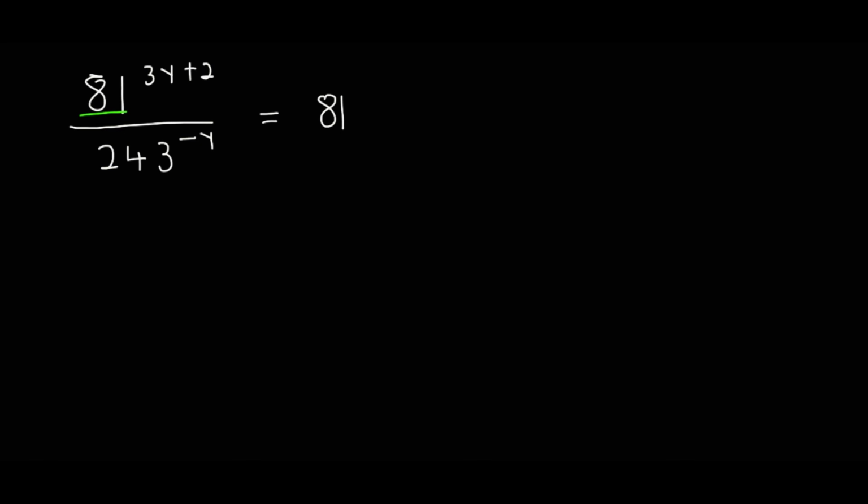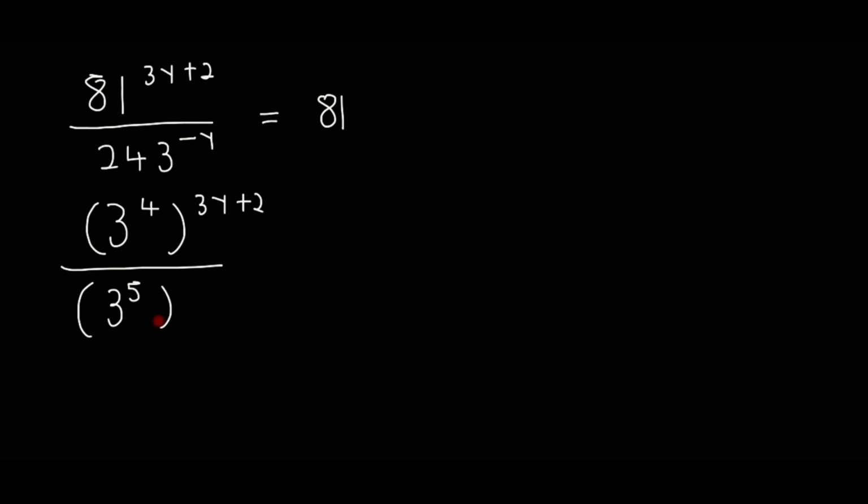So the first thing, when we try to change them, if we change 81 into its prime base we get 3 to the power 4. So we have 3 to the power 4, and then here we have 3y plus 2, and then if we change 243 into its prime base we get 3 to the power 5. Remember that you can use a calculator the way I was explaining, and then here we have minus y, and then is equals to 81.